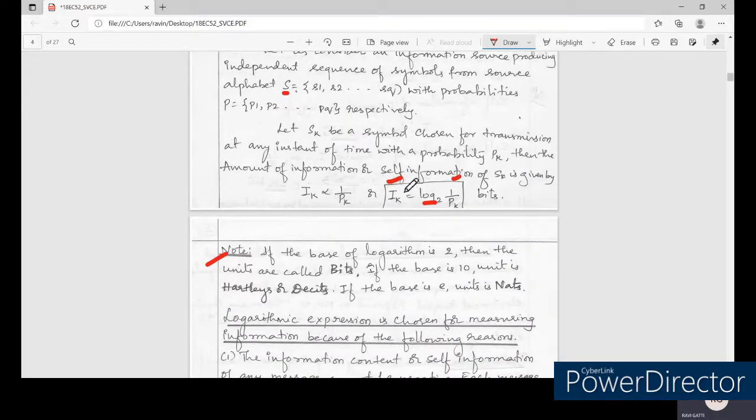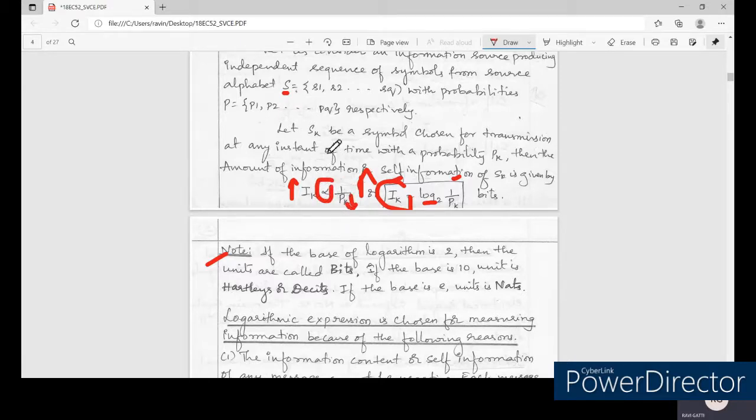So you can see here, the amount of information will be more when the probability value is less. When the probability value is less, this is what we can get. Okay, so this is the relation we have: Ik, that is the amount of information of a particular symbol, is inversely proportional to the probability.